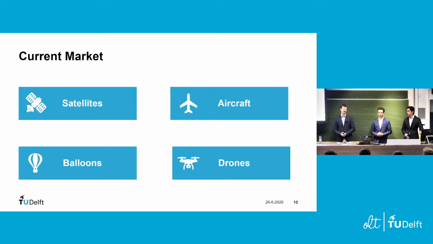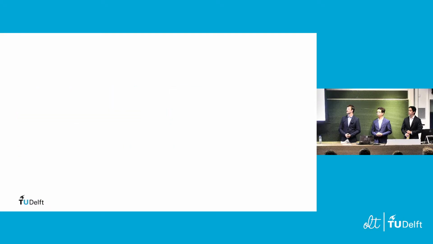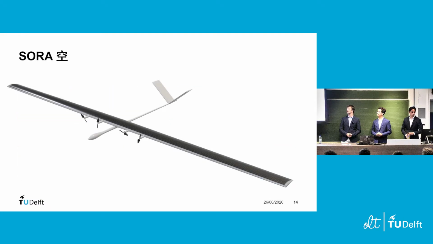And this is why we developed SORA, our stratospheric observatory research aircraft. And as a fun fact, it means sky in Japanese, which fits well with some of the parameters of this aircraft.